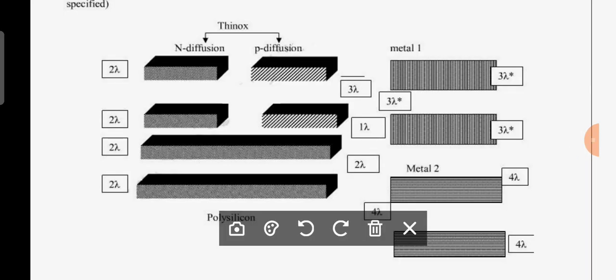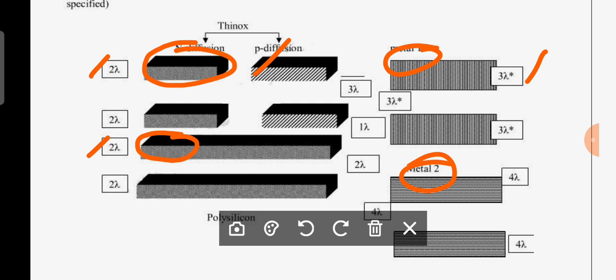We already discussed the minimum width of a diffusion, that is 2 lambda. It may be N diffusion or P diffusion. Now you can observe the minimum width of polysilicon, that is 2 lambda. Is it clear? What is the minimum width of metal 1? That is 3 lambda. What is the minimum width of metal 2? That is 4 lambda. Now you can observe that for diffusion to diffusion, the minimum spacing is 3 lambda.